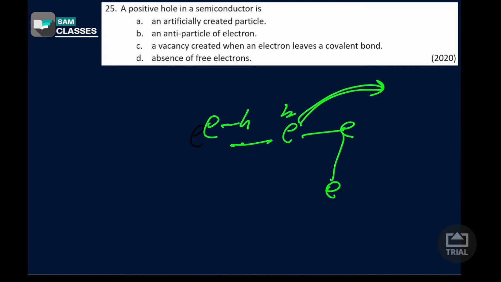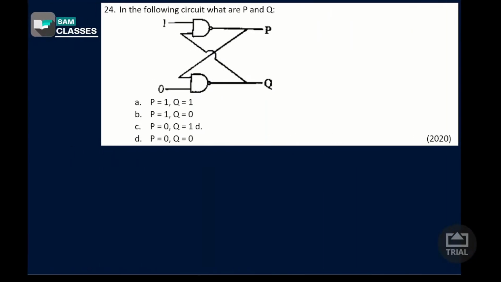And plus, whenever a covalent bond is broken, what happens? Whenever a covalent bond is broken, our electron and hole are what? Separated. So it means it's a vacancy created when an electron leaves a covalent bond. Clear? Chalo. Next one, fast everybody.